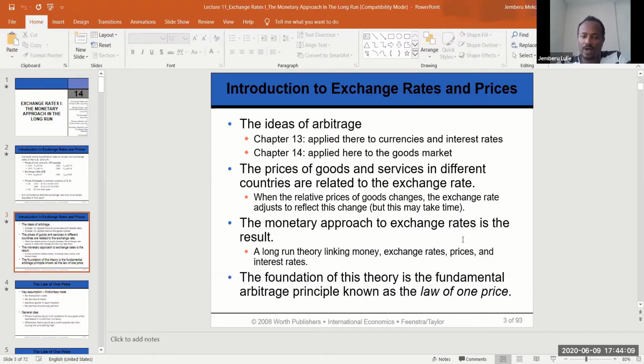It's going to be a long run theory because of the monetary approach. When we say monetary theory is a long run theory, it is because of money balance, M over P, when price is flexible in the long run and we look at how adjustments happen. Since we are viewing it in this context, we are going to call it a long run theory. We are going to link money, exchange rate, price and interest rate. That's today's topic: the monetary approach to exchange rate.